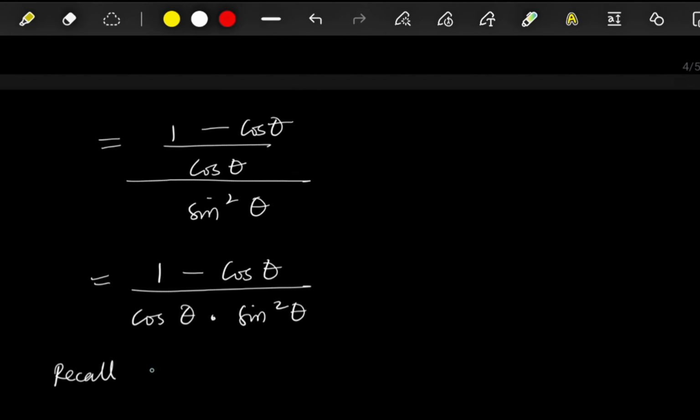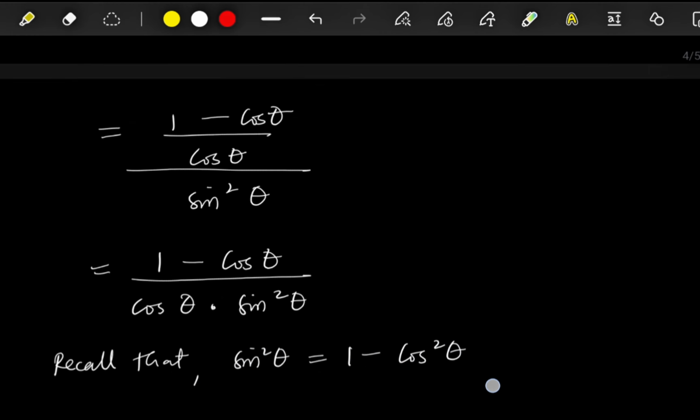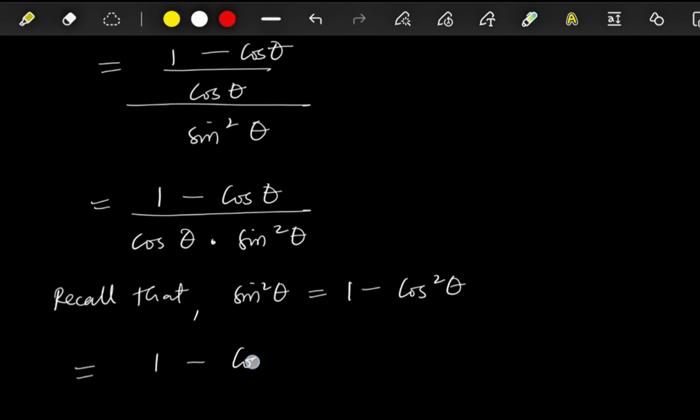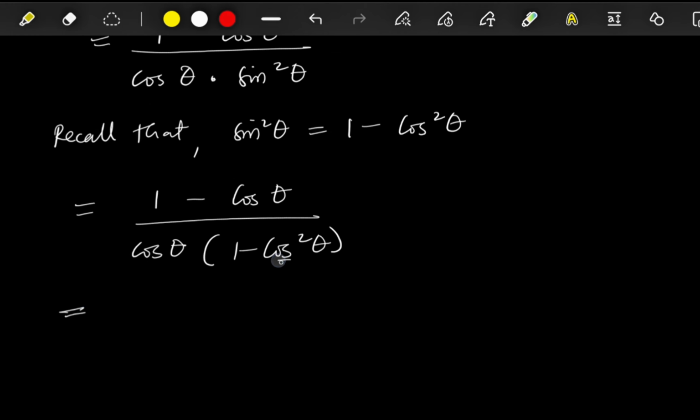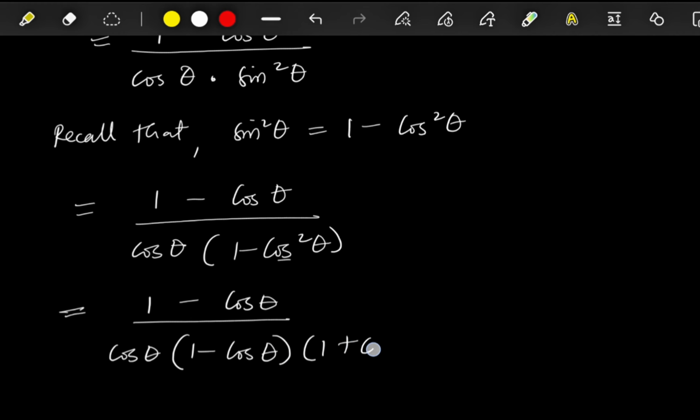Another trigonometric identity that we have is that sine squared theta is 1 minus cos squared theta. So we're going to apply that here. So we have this into bracket 1 minus cos squared theta. Now this is difference of two squares, so it will simplify as 1 minus cos theta and 1 plus cos theta. Again, we have something that cancels out, which is this cancels this out. So now we have 1 over cos theta, bracket 1 plus cos theta.